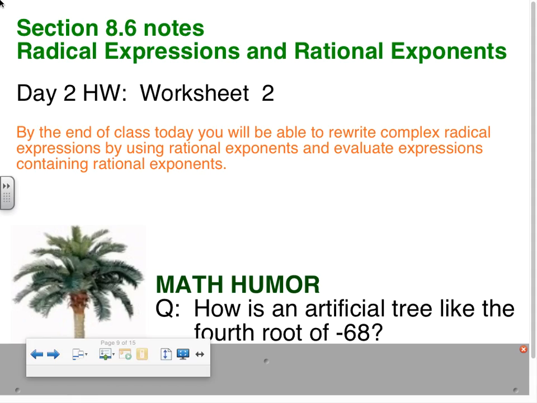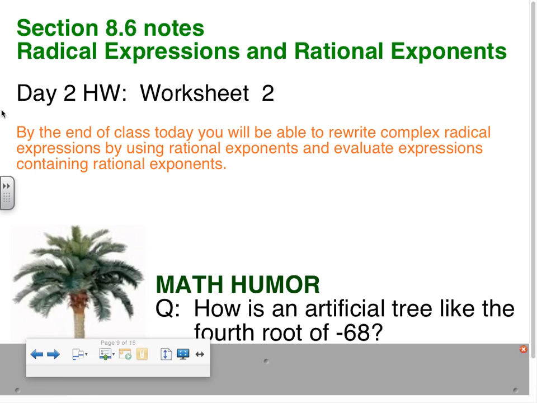This is part one of radical expressions and rational exponents. By the end of class today, you'll be able to rewrite complex radical expressions by using rational exponents and evaluating the expressions containing rational exponents.